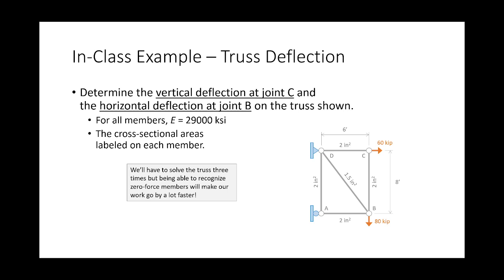Anybody know what material I'm referring to if E is 29,000 KSI? That's steel, yes. You know how the unit weight of water is 62.4 pounds per cubic foot, and that's just a number that you should have burned into the back of your head by the time you graduate with a civil engineering degree. So E is 29,000 KSI. That's another number. Especially if you have me for steel design, I will burn that number into the back of your head by the time you're done with me. So you're just going to remember that.